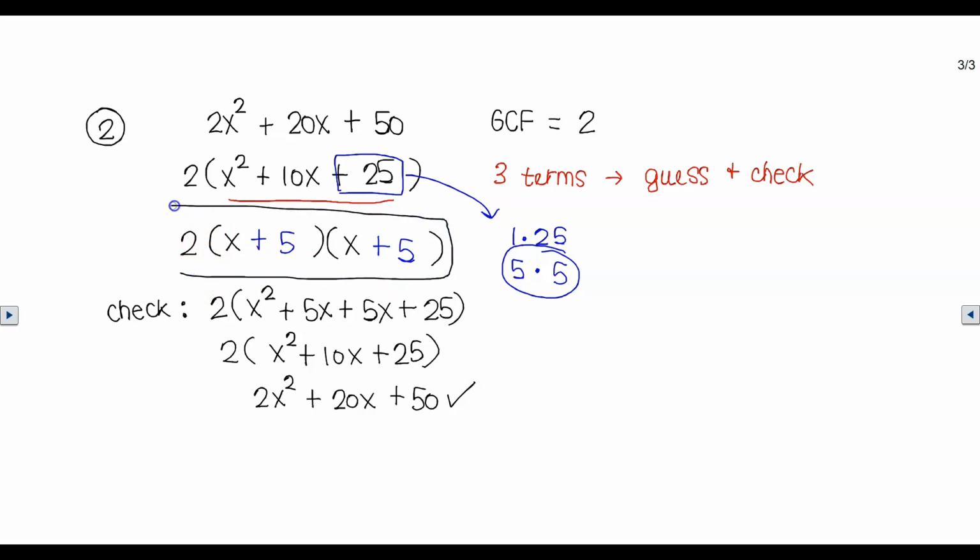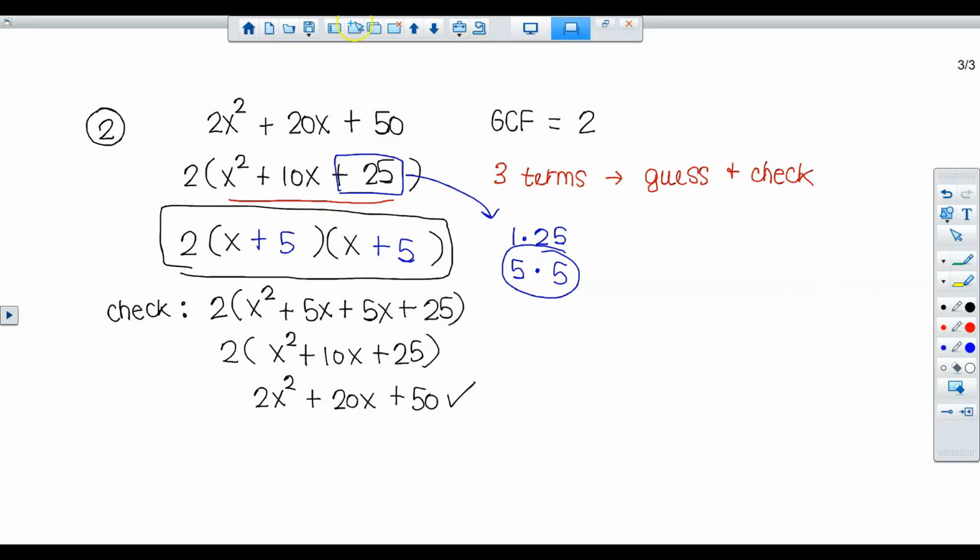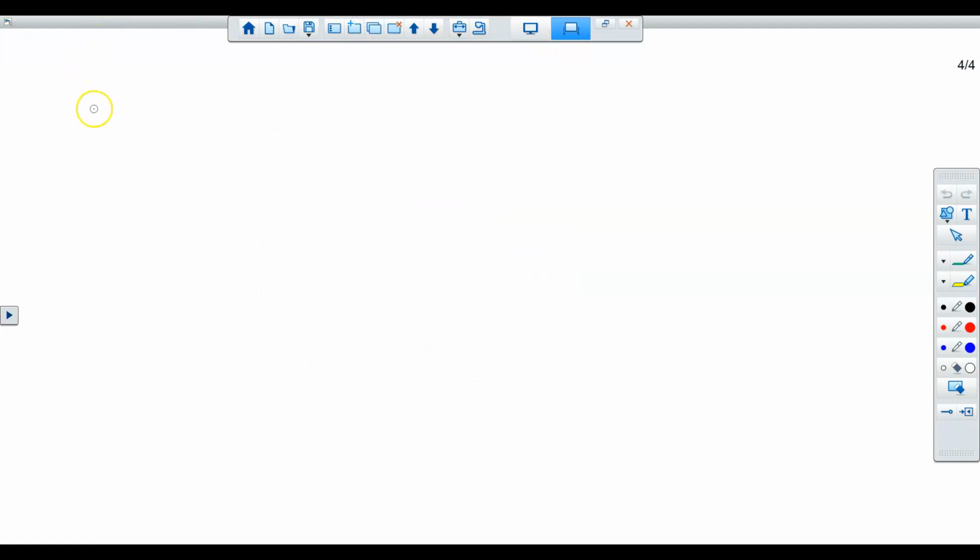So this would be my factored answer. Notice I have my 2, which was the GCF that I removed, and then the x plus 5s that I got from factoring my trinomial using guess and check. So this is a problem where we could do the GCF followed by guess and check for the trinomial. So again, notice it's not really that you're learning a new method here, not at all. What you're doing is using more than one method in the same problem.